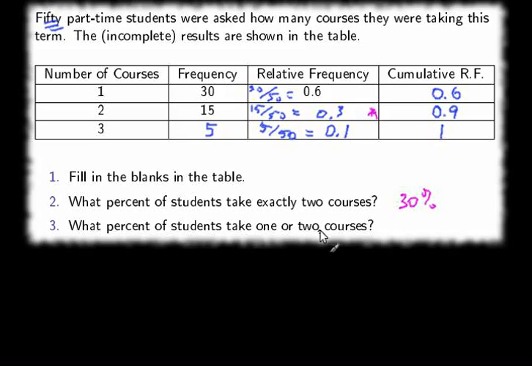What percent of students take 1 or 2 courses? That's the job of the cumulative relative frequency. The cumulative relative frequency adds up all the frequencies of all the rows starting there and going backward. So in this case, 1 or 2 courses, that means the first 2 rows, and so we have a cumulative relative frequency of 0.9 or a percentage of 90. Notice you could do the same thing just by looking in the box for 1 and 2 in the relative frequency column and adding them up.